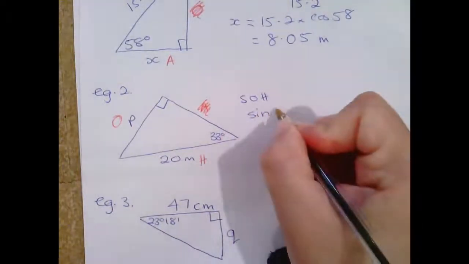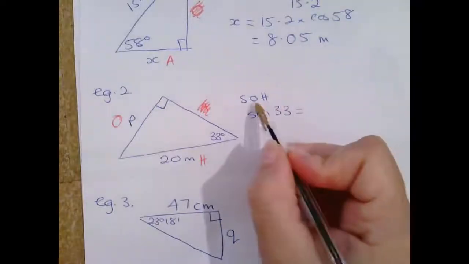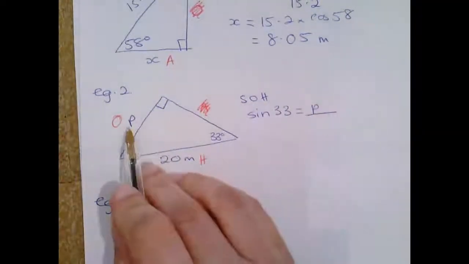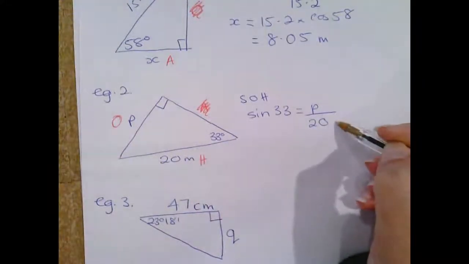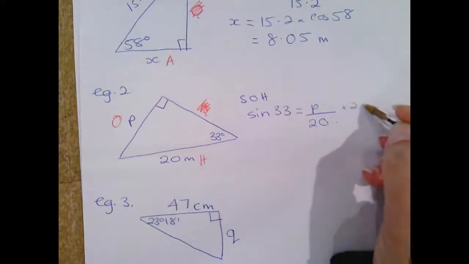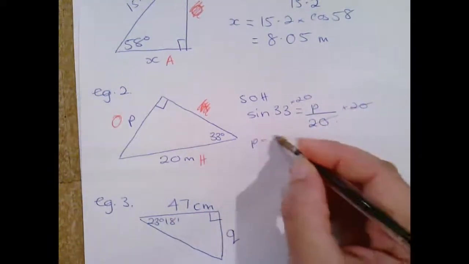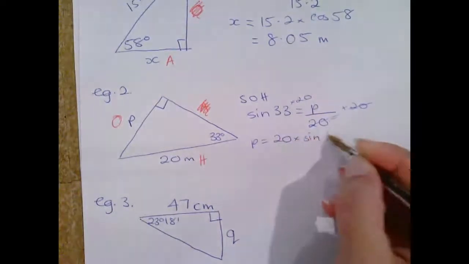So sine 33 equals O is first, O goes on top. So in this case, we're looking for the letter P over 20. That's P divided by 20. So I want to times by 20 to work out what P is. 20 times sine 33.